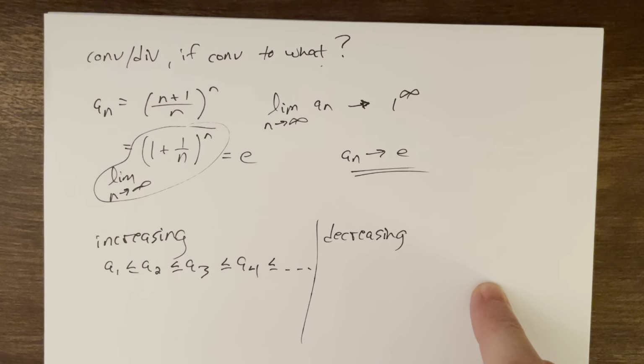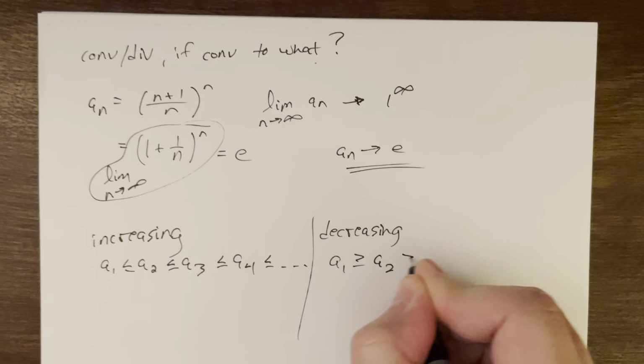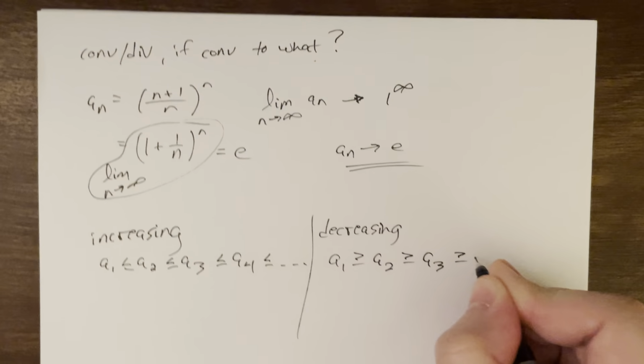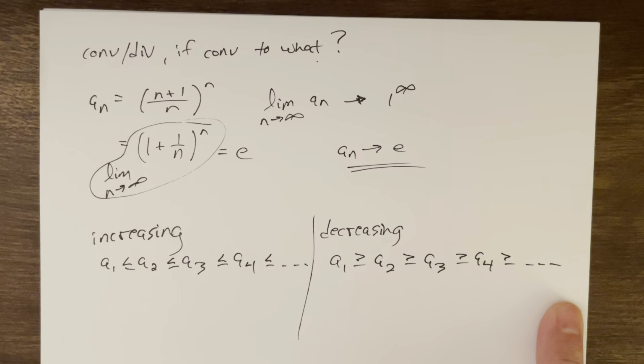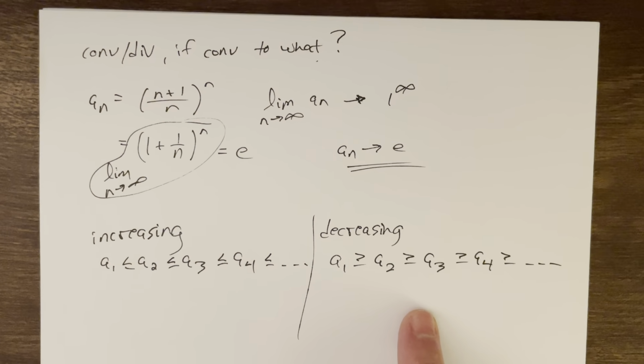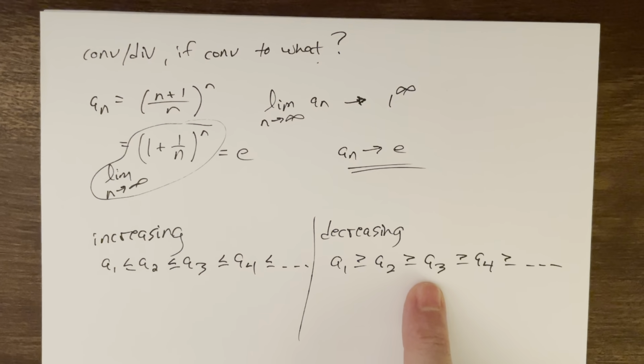Now all the terms are getting smaller. So a1 would be bigger than a2, which would be bigger than a3, and bigger than a4, and that continues forever. That's what we mean by increasing or decreasing. The last little thing, you may get eventually increasing. Maybe just the first term doesn't, or eventually decreasing, either one.